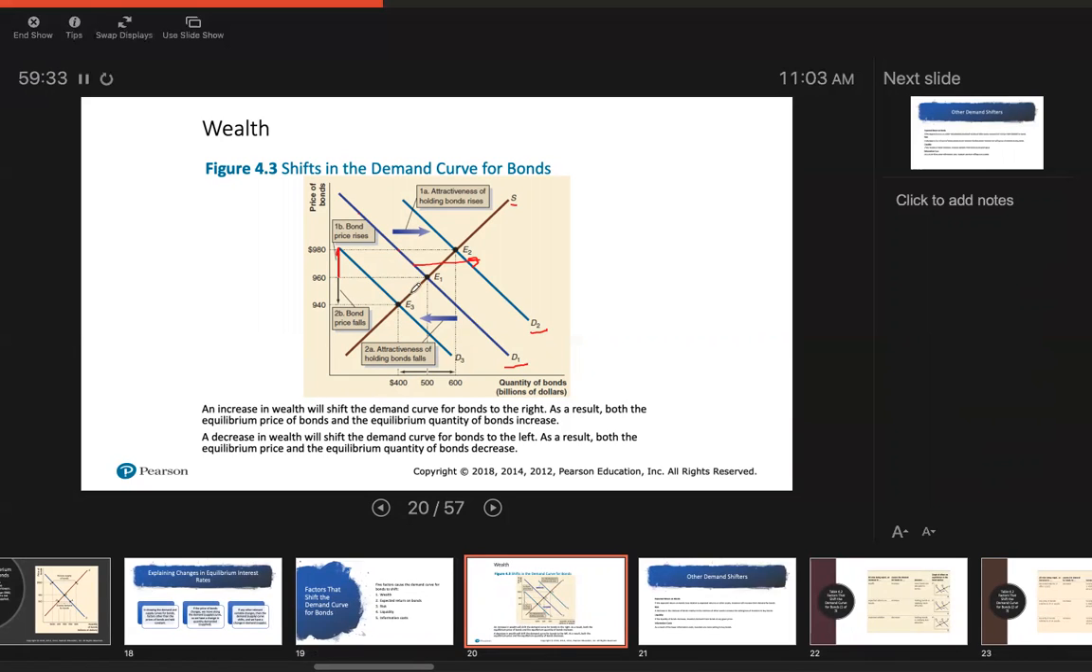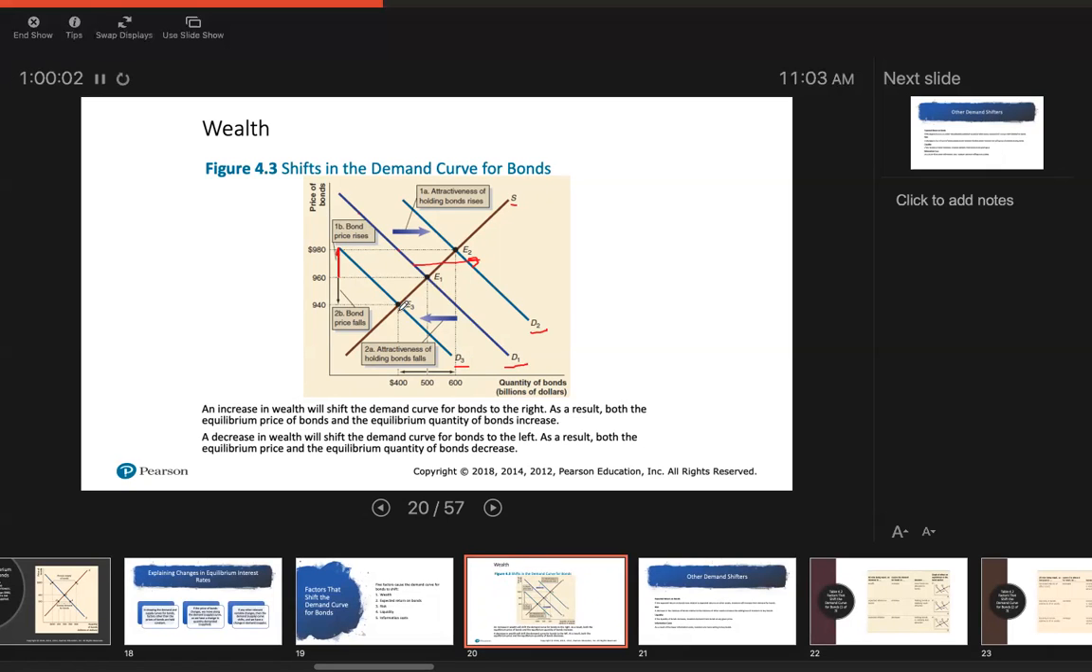lower. Okay. Similarly, if the level of wealth of investors falls, then we have an opposite effect. Investors are less wealthy, they have less money to buy these bonds, so we have a decrease in the demand for these bonds. That's represented by a leftward shift. So instead of from D1, we go to D3. Now the new equilibrium is determined by where the new demand curve D3 intersects with the original supply curve S.